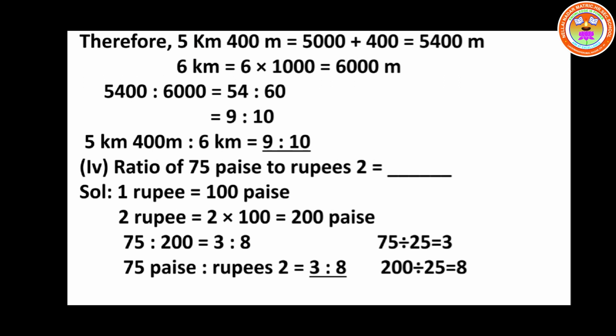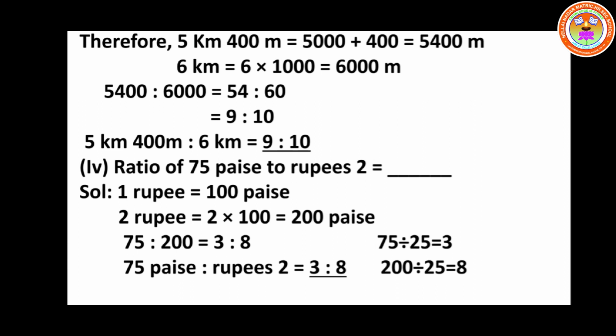Okay. Now let us move on to the fourth subdivision. Ratio of 75 paise to rupees 2. Now listen carefully, children. In the ratio of 75 paise to rupees 2, one is in paise and the other one is in rupees. Either you have to convert both into paise or both into rupees. Rupees we cannot convert, the 75 paise you will get in points. So let us convert the rupees into paise. 1 rupee equals how many paise, children? 100 paise. So 2 rupees equals 2 into 100 equals 200 paise.